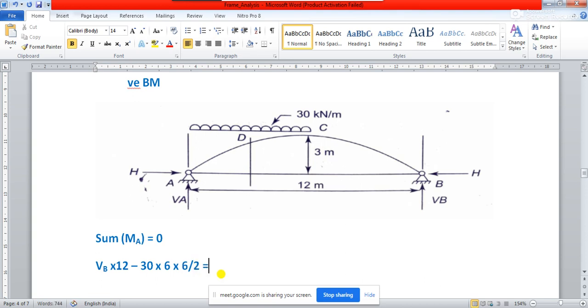If you solve it, setting this equal to 0, you should be able to calculate the value of VB, right? So how much will be the value of VB? Can anyone tell how much will be the value of VB? If you can calculate, please.